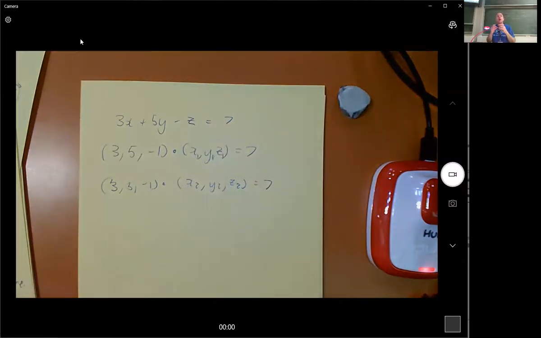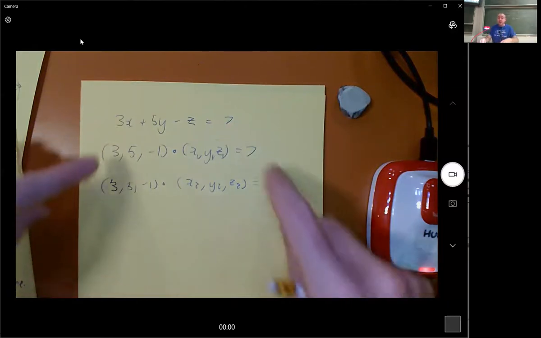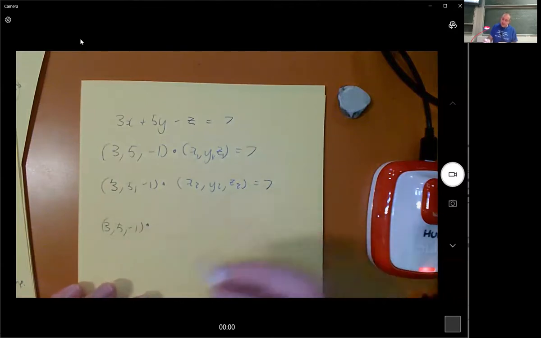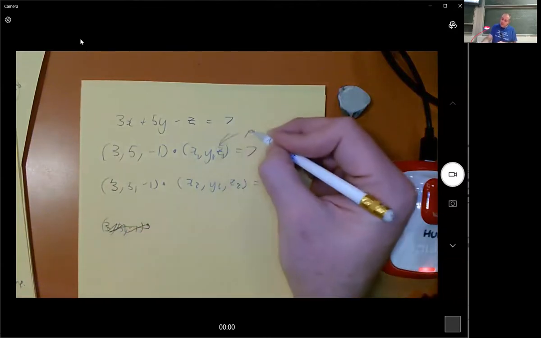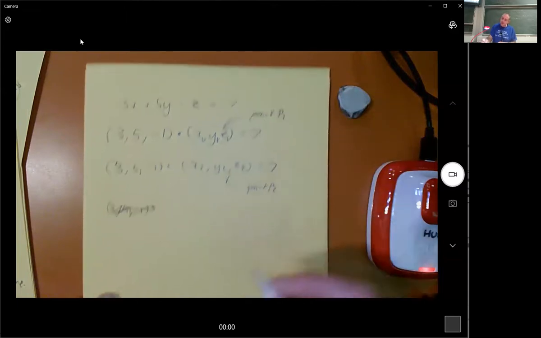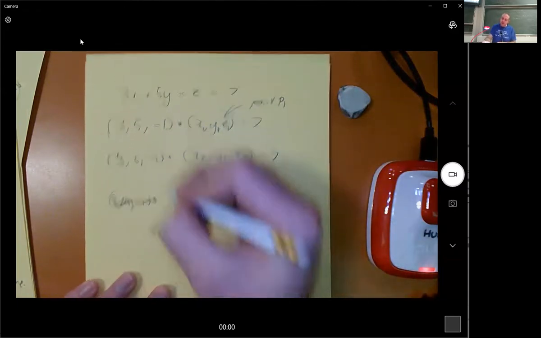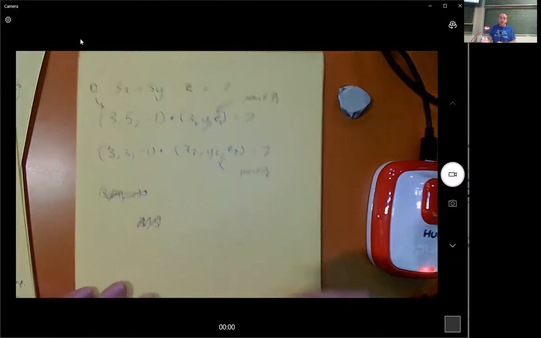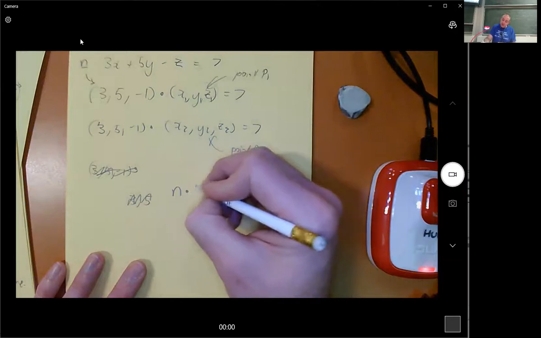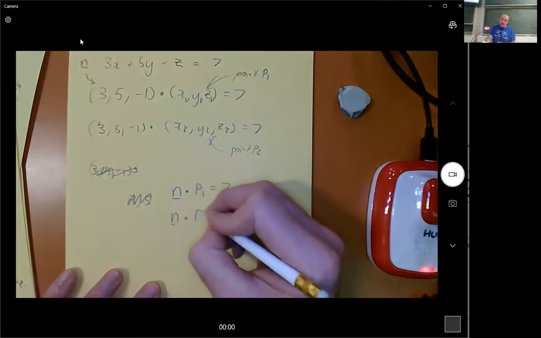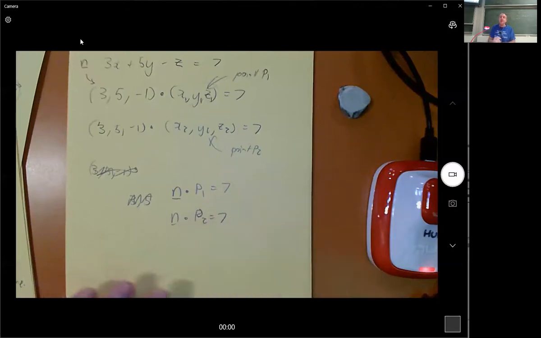To create the vector between them, you'd subtract them, right? So if I go this minus this, I get (3, 5, -1). Actually, even better. So this is a point P1. This is going to be the point P2. So I've got the (3, 5, -1), and this vector is going to be called n. That's what I'm going to call it. So now what I have is that n dot any point on the plane comes out to 7.